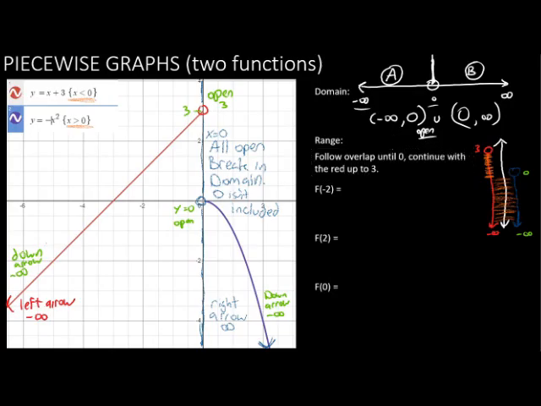Therefore, we can say that our range starts from negative infinity. We're not going to have a break at 0 because we can hop over to the red function and continue all the way up to 3. And since that 3 is an open circle, we're going to put parentheses after the 3.